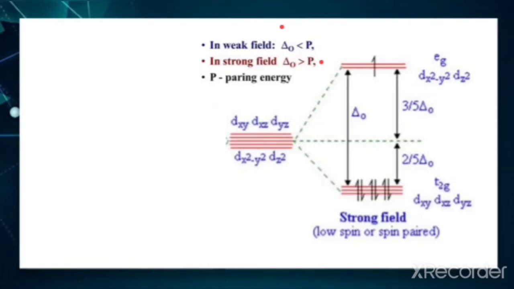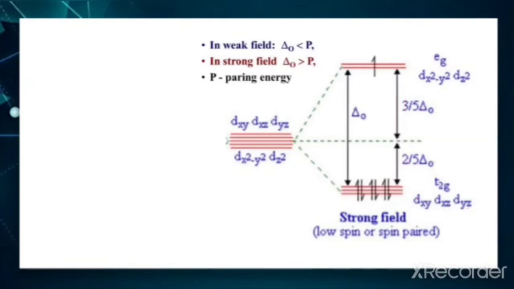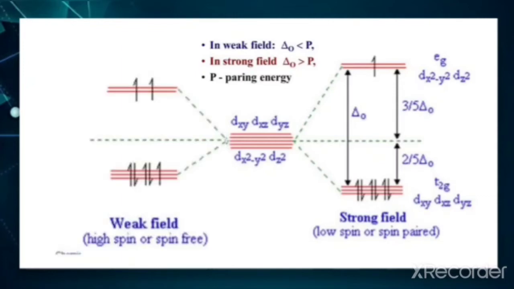That is, it is greater than the pairing energy. P is the pairing energy. So when you look at the case of octahedral complexes, the d orbital is split into a T2g set and an eg set, and this splitting is represented by delta 0. This crystal field splitting energy is represented by delta 0. That is in the case of the strong field, and in the case of weak field this splitting is less.